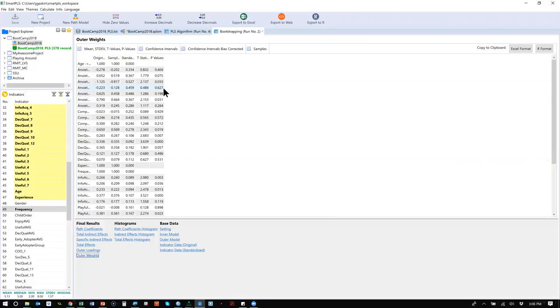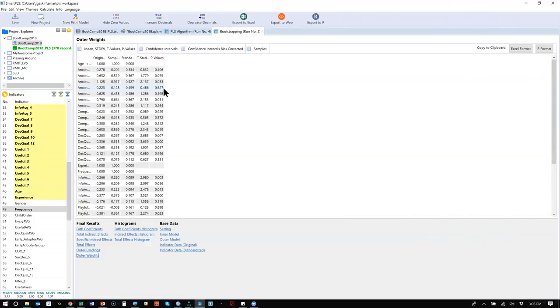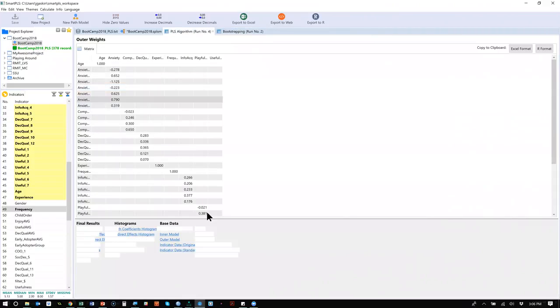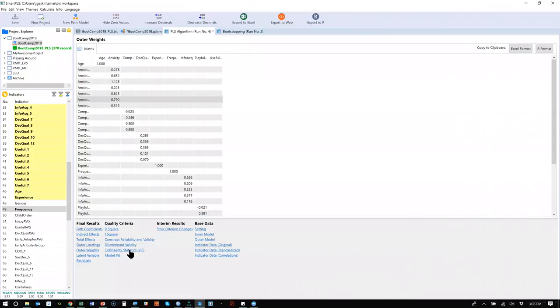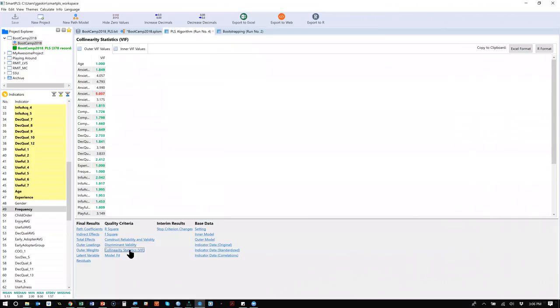But it's not significant. One other thing you need to do with formative factors is you need to look at their variance inflation factors, their VIFs. To do that, you go back to the regular PLS algorithm and look at the collinearity statistics, VIF. Click on that, and that'll show you the VIFs.